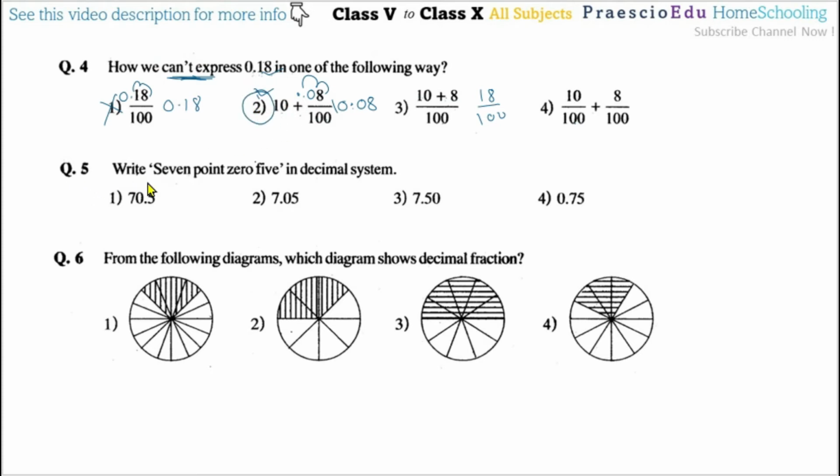Now question number 5, write 7.05. So 7.05 is given in the decimal system in option number 2.